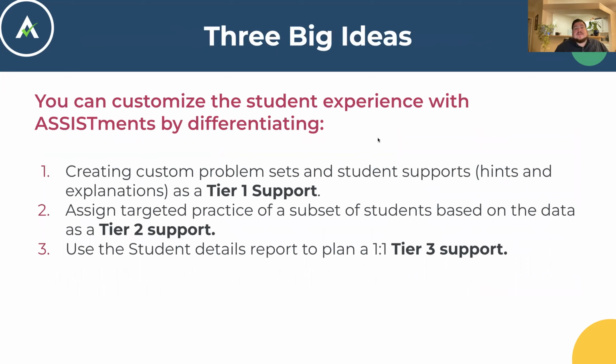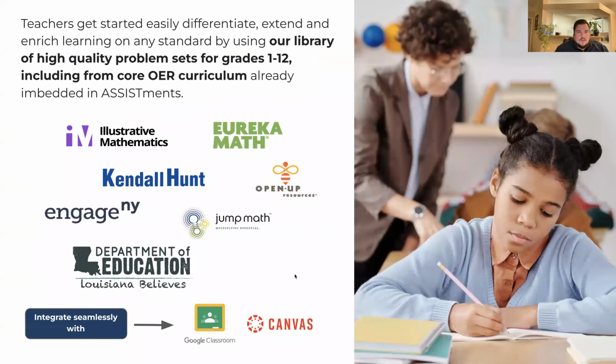Given that, we have broken down the different ways to customize into those 3 different tiers. Today, we're going to talk about customizing the student experience with the tier 1 supports of creating custom problem sets and authoring student supports. For tier 2, how to assign targeted practice to a subset of students based on data. And tier 3, utilizing the details report to provide one-to-one support to students to really dig into what they're doing during the assignment and how you can address their specific needs by looking at their more detailed data.